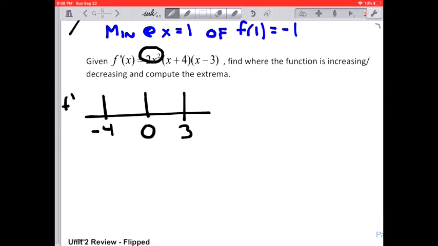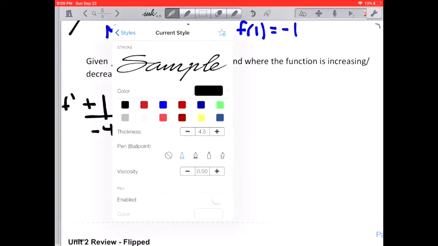Well, plug in negative a billion, add 4, it's negative, subtract 3, it's negative, negative times a negative is a positive. Plug in negative 2, add 4 is positive, subtract 3 is negative, positive times a negative is a negative. Plug in 1, 1 plus 4 is positive, 1 minus 3 is negative, positive times a negative is a negative. So again, at 0, the sign of the derivative did not change due to that multiplicity that was even. Plug in a number bigger than 3, you'll find that the derivative is positive.